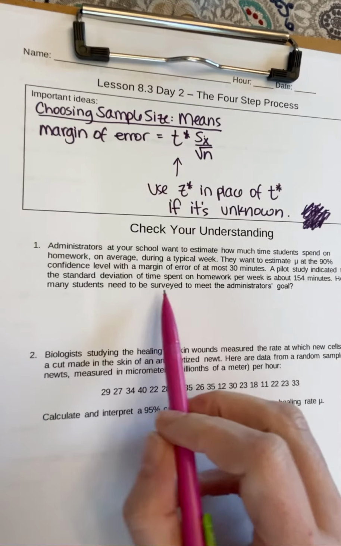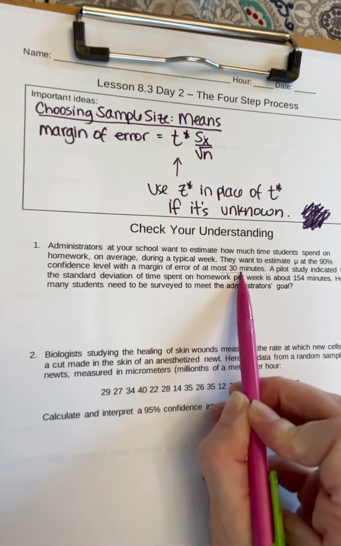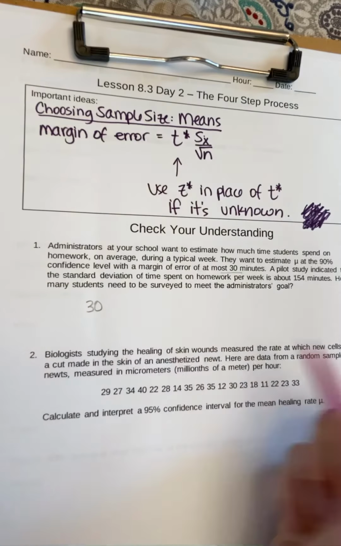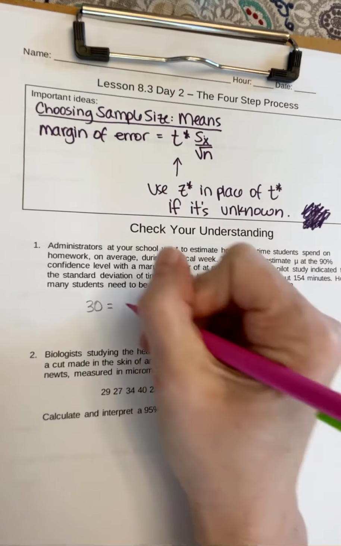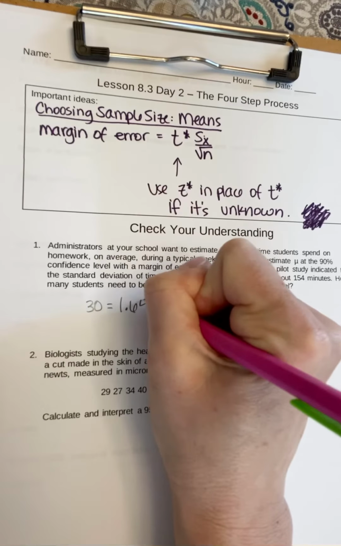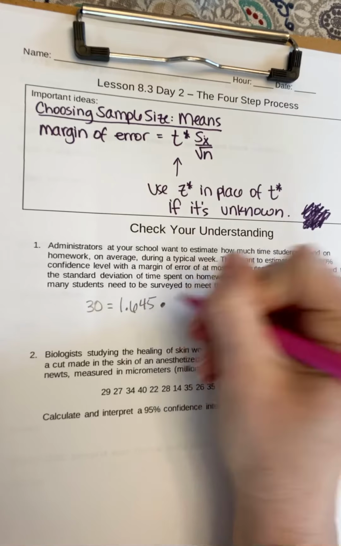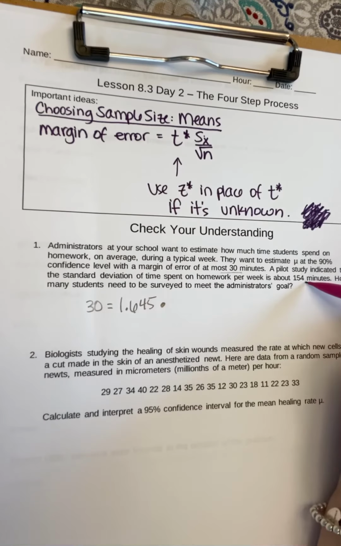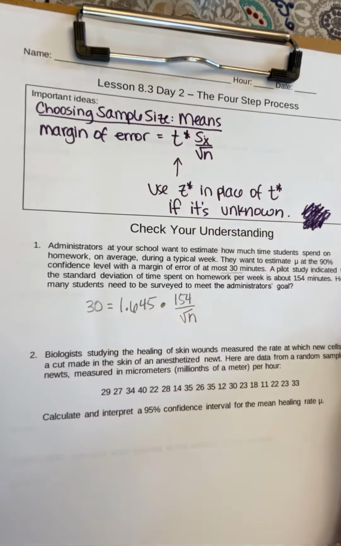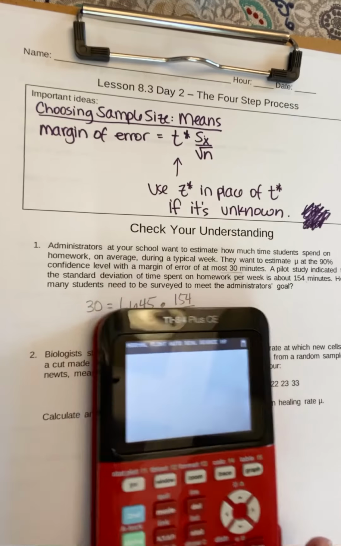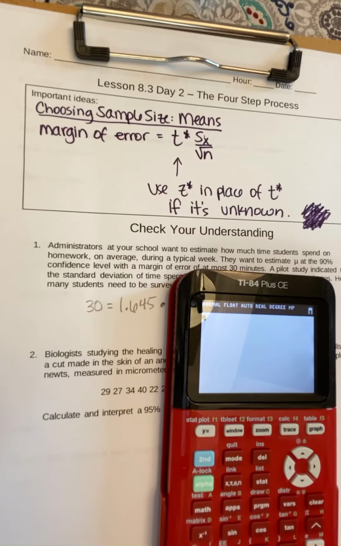So we want our margin of error to be at most 30 minutes. So 30 minutes for your margin of error equals, all right, z star for 90 is 1.645 times the standard deviation, which was 154, divided by the square root of the sample size. So then, get my calculator ready. We are going to take the 30 and divide it by the 1.645.